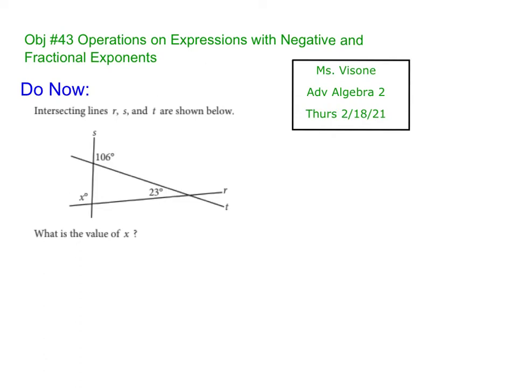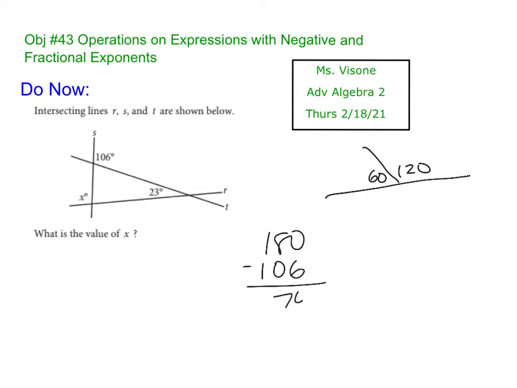Okay, so remember that if you have a straight line, that's 180, right? If this is 60, that's 120. So the first thing I did was I did 180 minus 106 and got 74. So that means this angle right here is 74. If I add 74 and 23, that gives me 97.